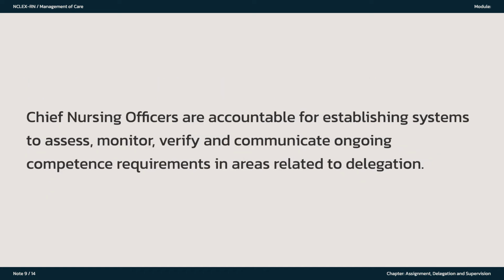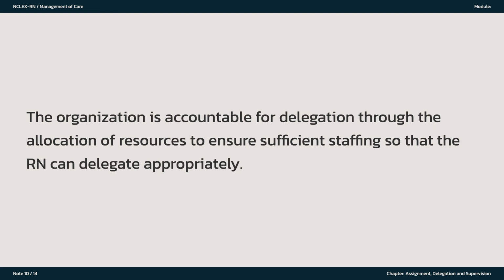Chief nursing officers are accountable for establishing systems to assess, monitor, verify and communicate ongoing competence requirements in areas related to delegation. The organization is accountable for delegation through the allocation of resources to ensure sufficient staffing so that the RN can delegate appropriately.